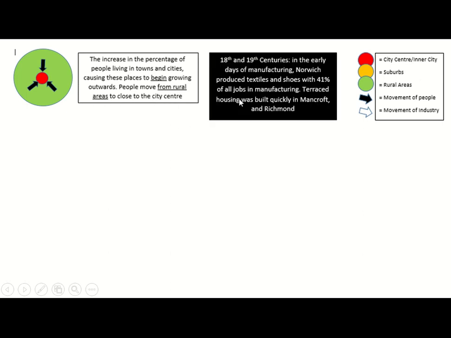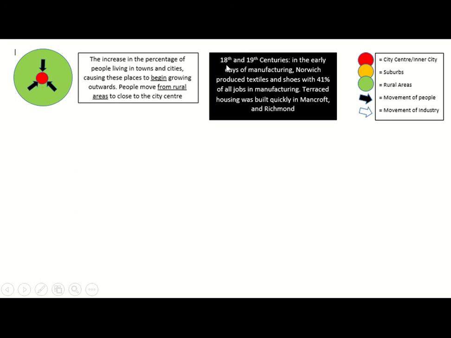And for Norwich, that happened in the 18th and 19th centuries. So what I've got for you on this screen now is a definition with a diagram that might help you understand it. I'm not sure, it might not, but it might do. And then an example of what that looked like in Norwich.